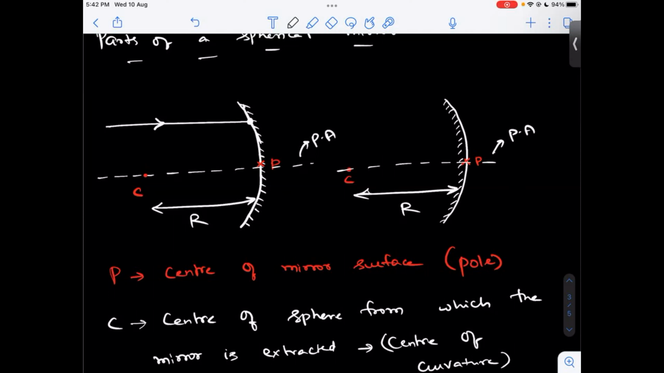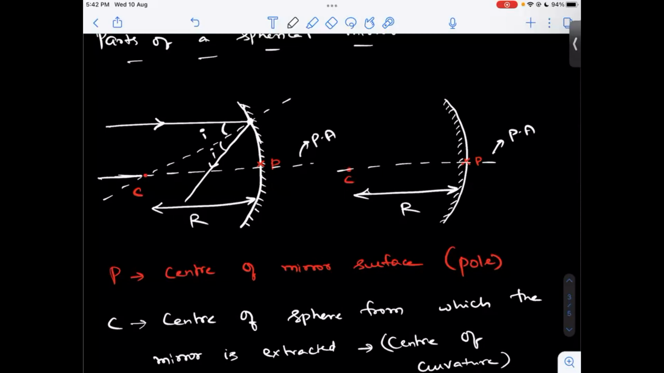What is the property you learned in your lower grade? If you draw a line perpendicular to the circle at a given point, it should always pass through the center. So simply draw an imaginary line joining the center and the point of incidence, where this angle will become the angle of incidence. According to the second law of reflection, the ray should bend, making the same angle i with respect to the normal, and this will be the reflected ray.